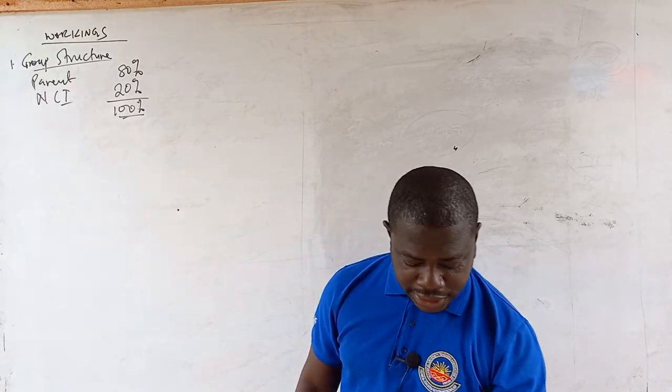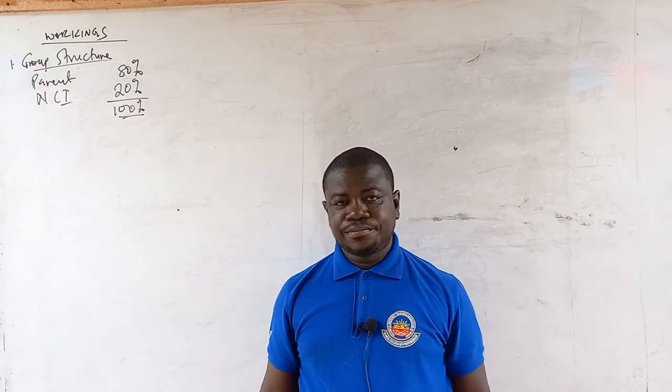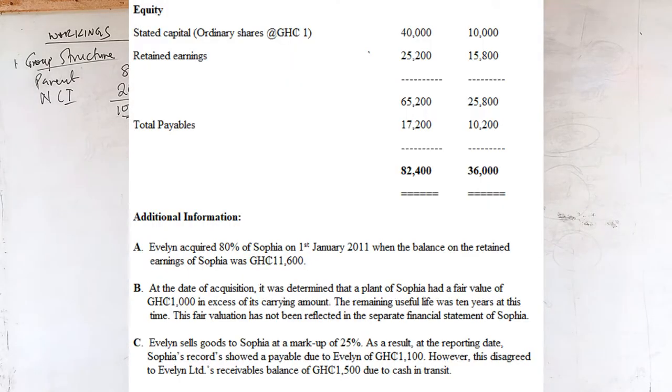Now let us analyze the third additional information. It says that Evelyn sells goods to Sophia at a markup of 25%. So they have given us the markup. It may not mean anything for now, but let us know that we'll use it later. Then as a result, at the reporting date, Sophia's record showed a payable due to Evelyn of 1,100.